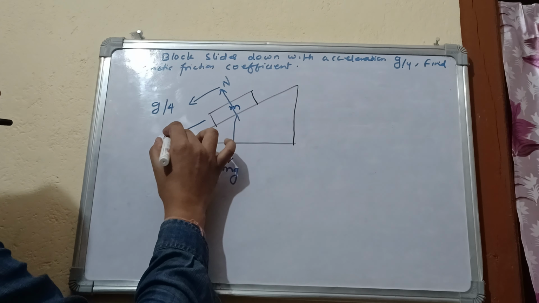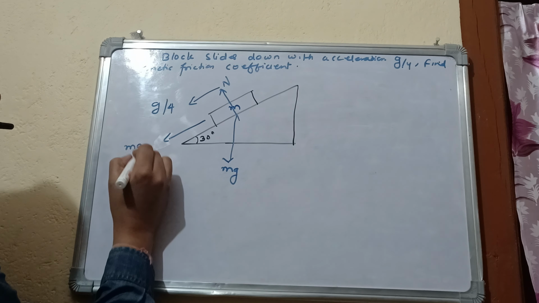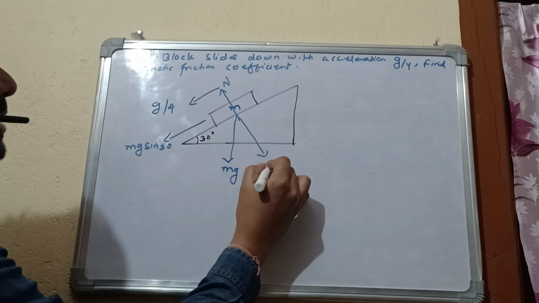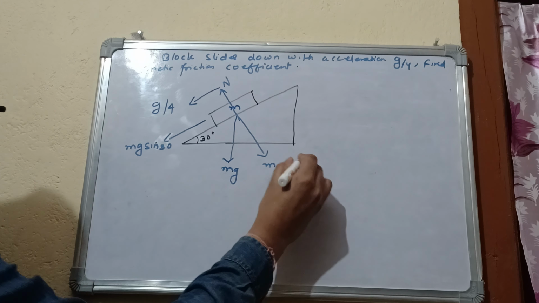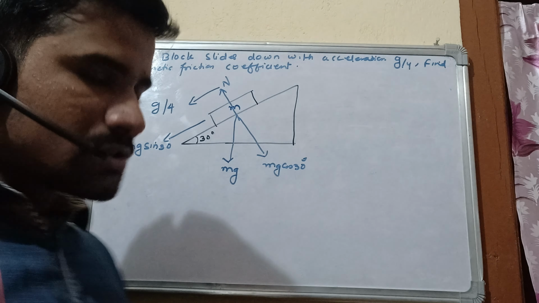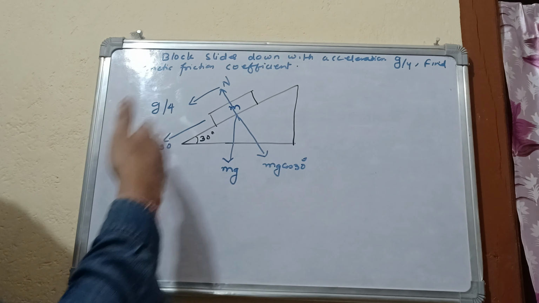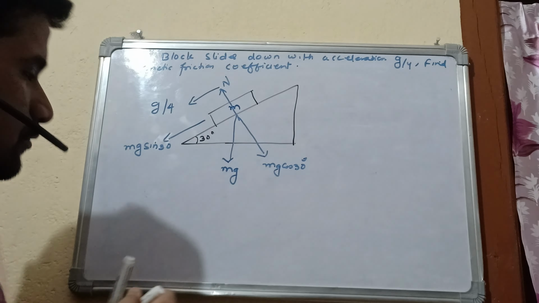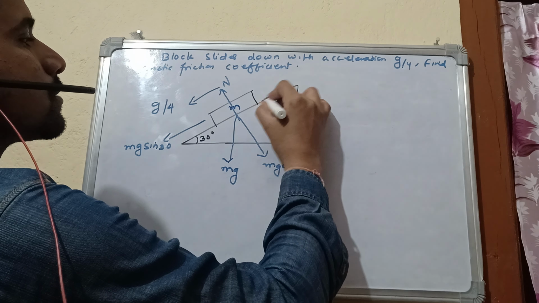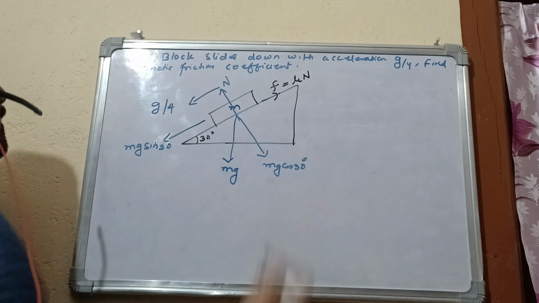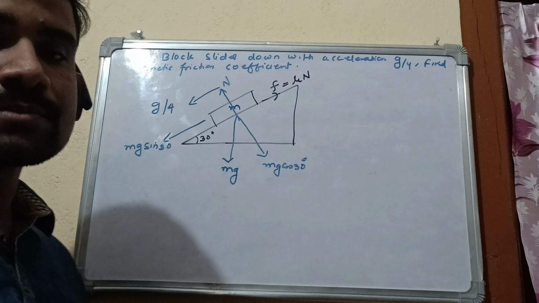Here, mg sine 30. We are just resolving the gravity. This is mg cos 30. And this is a concept of kinetic friction. The block is moving with respect to the incline in this downward direction, so the frictional force will be in the upward direction. So this is F, which is mu times N, mu times the normal reaction.